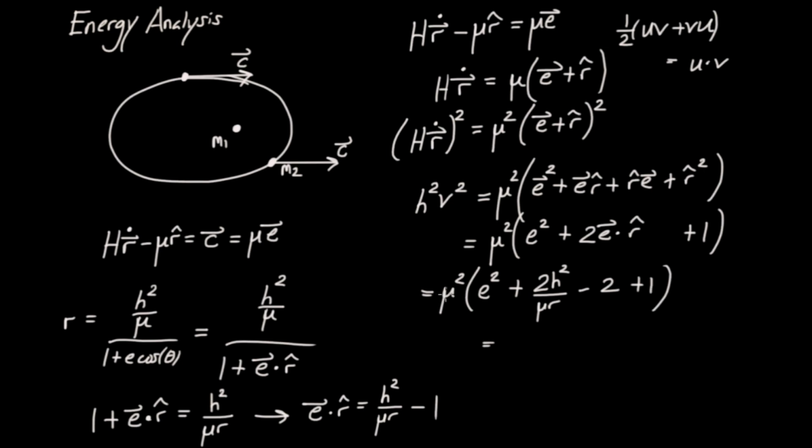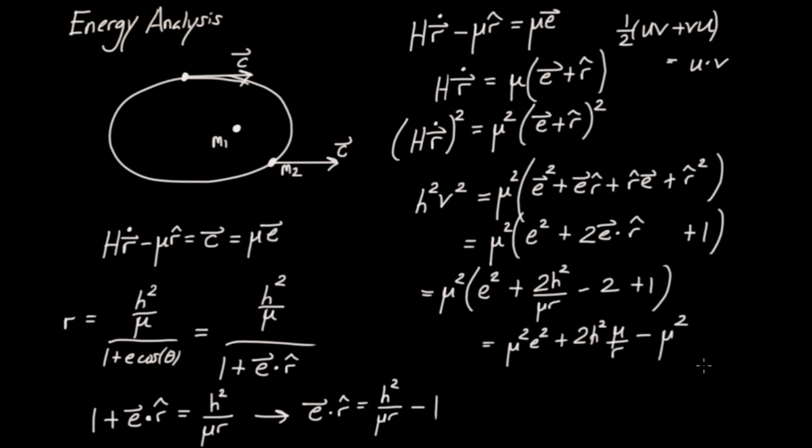I'm also going to distribute the mu squared. So I'm going to have mu squared times e squared. When I distribute the mu squared, I'm going to have 1 cancellation right there. I'm going to be left with 1 copy of mu in the numerator. So I'm going to have 2 h squared mu over r. Then finally, I have that minus 1 there, but also the mu squared there.